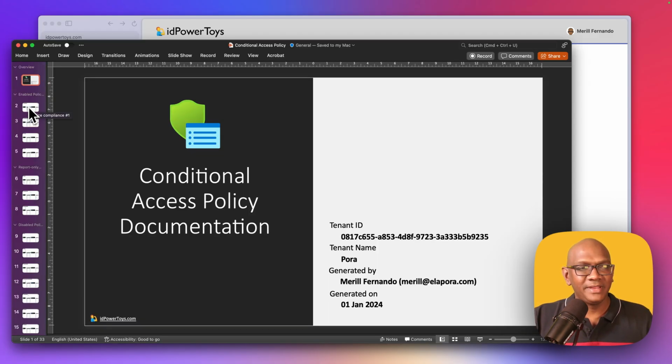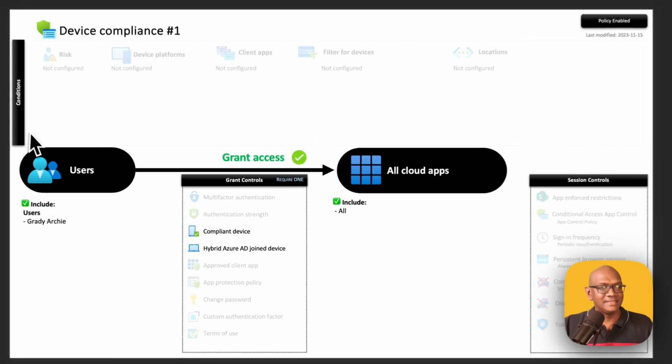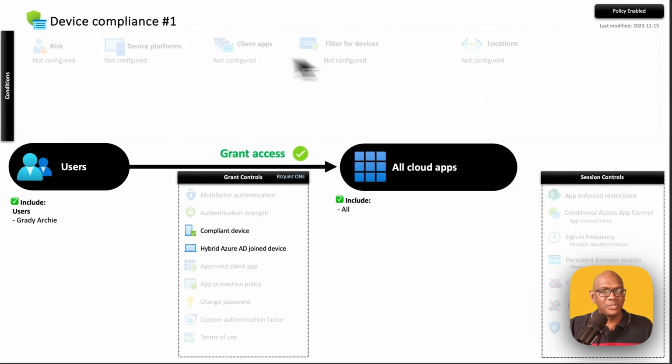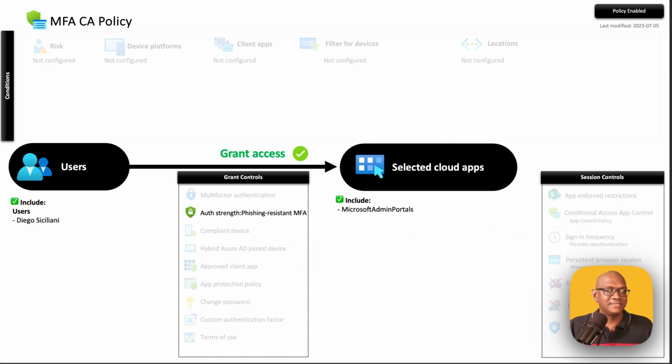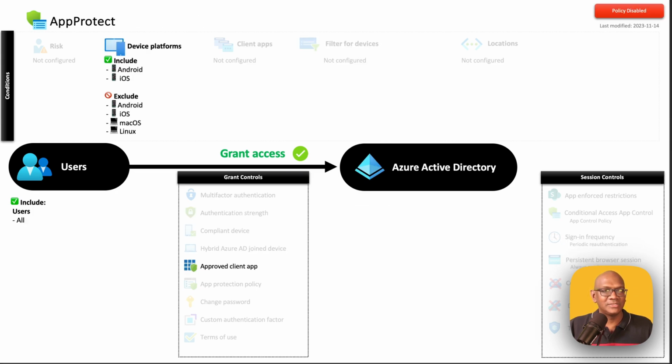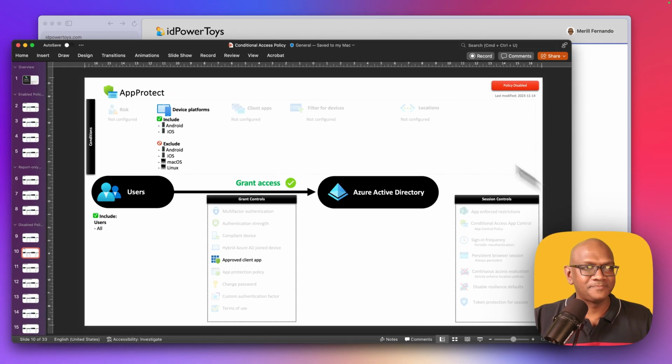And this is the generated deck. What it does is it gives you a visual view of the different policies. It says what's in the first policy is US Compliance 1, where I have a policy for Grady, and it's allowing him to access all applications as long as he's on a compliant or hybrid joined device. So it basically documents this. If you scroll through, you can see each different CA policy and what it's all about, which is a much neater way to visually view what the policy is about.